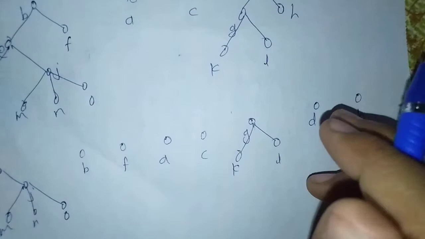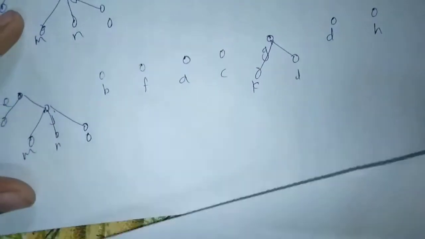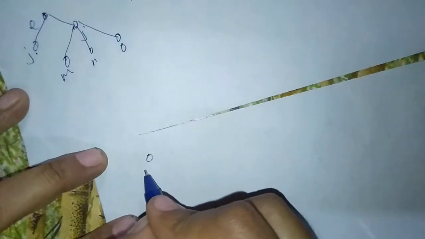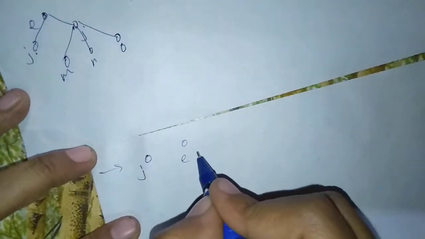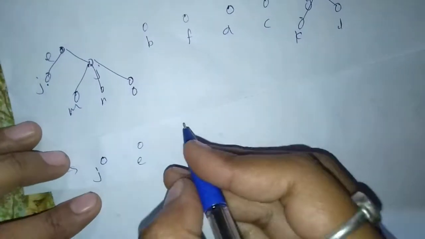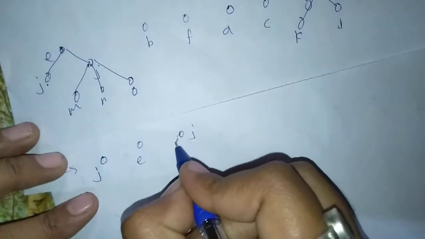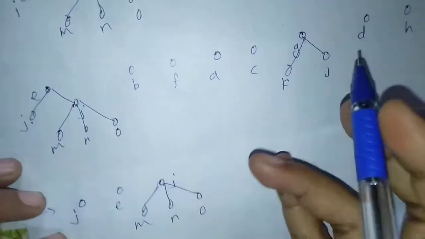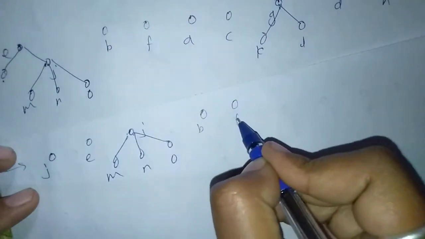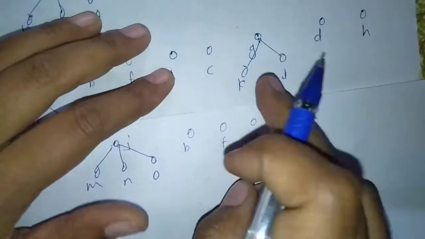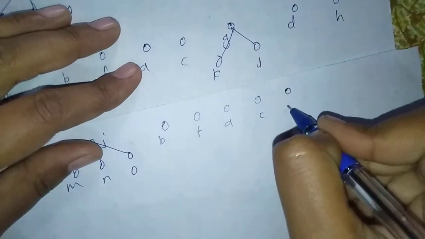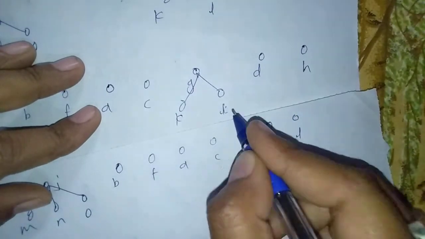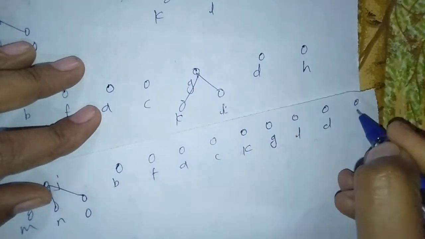Now next take J, next root E and next this subtree. This subtree J, M, N, O and B, F, A, C as it is. Next take K first, G next and next L, and D, H as it is.